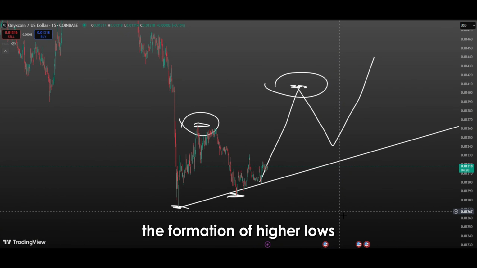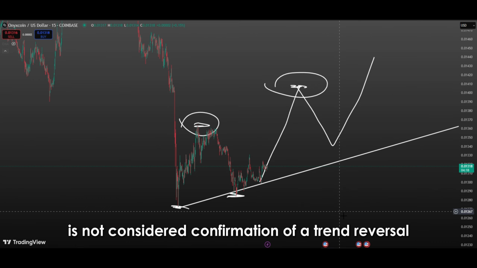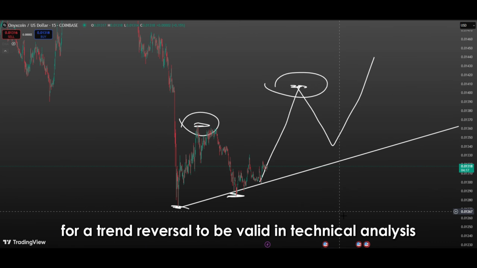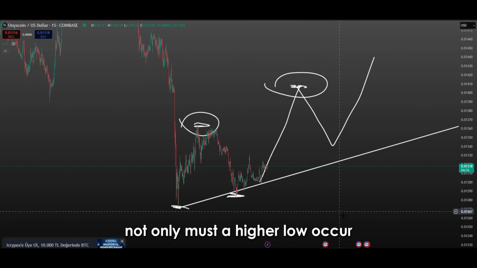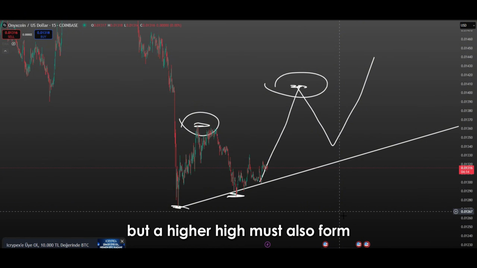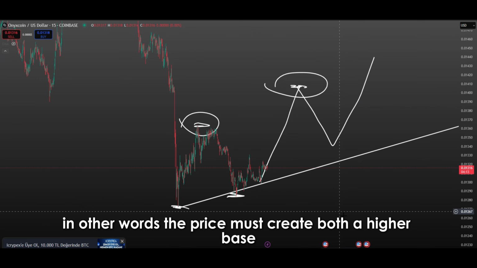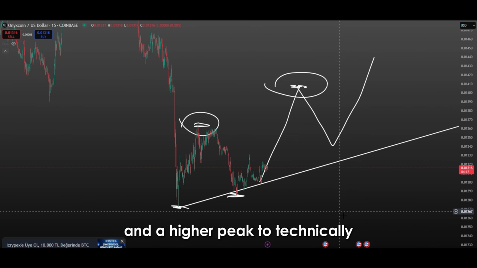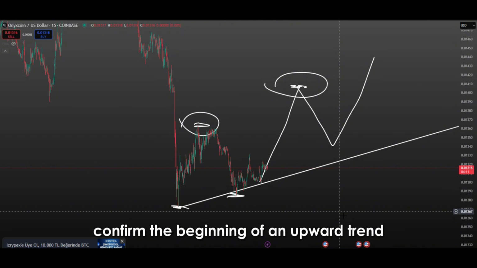The formation of higher lows is the first step in an uptrend. However, this alone is not considered confirmation of a trend reversal. For a trend reversal to be valid in technical analysis, not only must a higher low occur, but a higher high must also form. In other words, the price must create both a higher base and a higher peak to technically confirm the beginning of an upward trend.